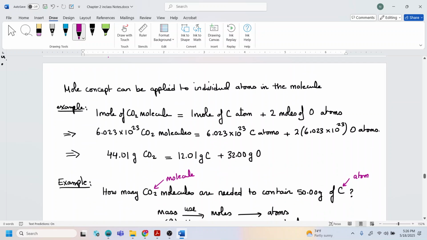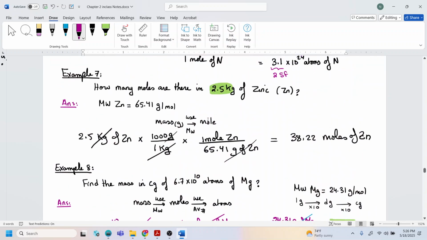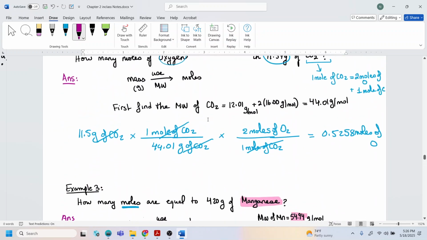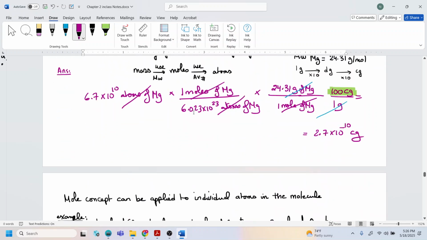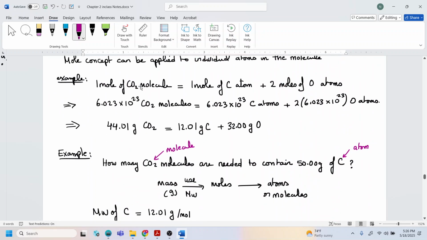The mole concept can also be applied to individual atoms in the molecule. So we solved a problem similar to this one, which was up here. This is the similar concept, and this is the application of that. If you are working with a molecule, you can simply divide this molecule into its individual atoms. And you say that 1 mole of carbon dioxide molecule is made up of 1 mole of carbon atom plus 2 moles of oxygen atom. So you can simply relate the atom to the molecule in there.